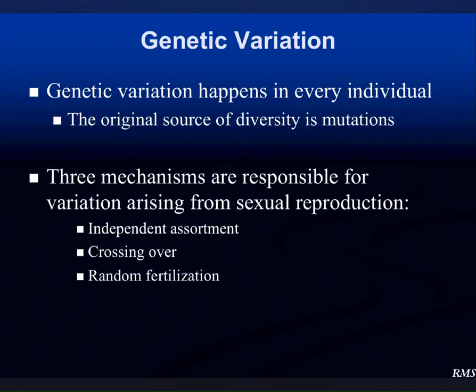So the importance of understanding all this is getting genetic variation. That genetic variation is going to be vital for healthy populations. So as we look at this idea of sexual reproduction leading to genetic variation, there are going to be 3 mechanisms that really are responsible for creating that genetic variation. And I'm going to go over these individually. You have independent assortment, crossing over, and random fertilization.